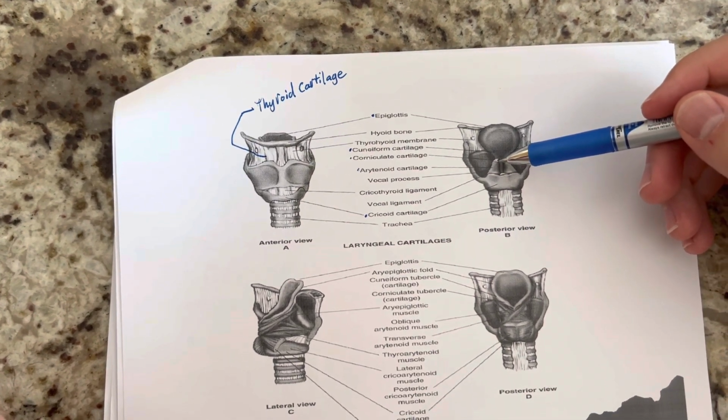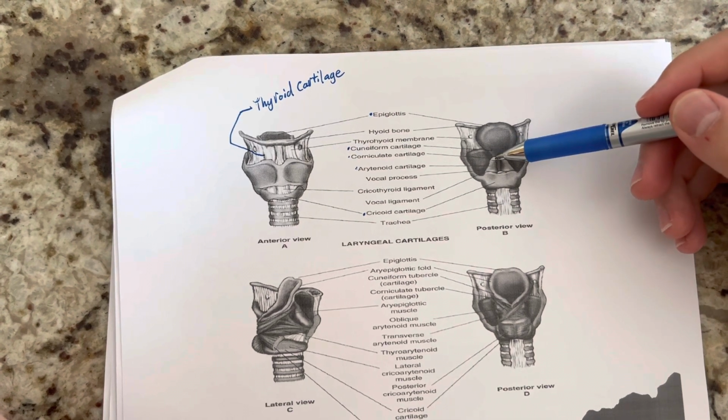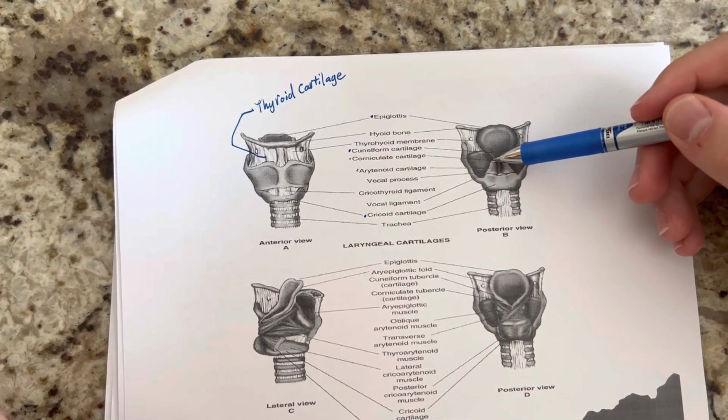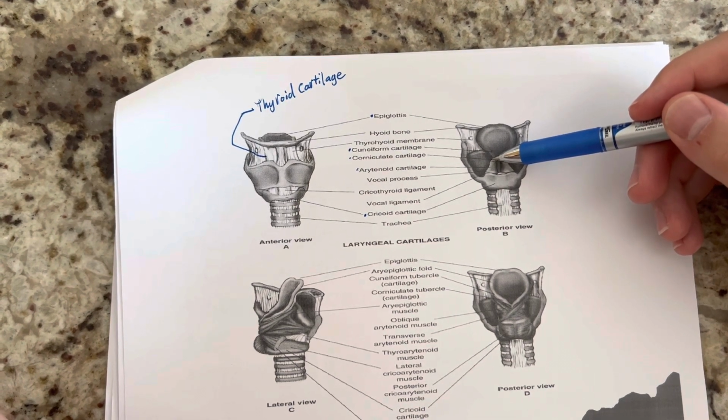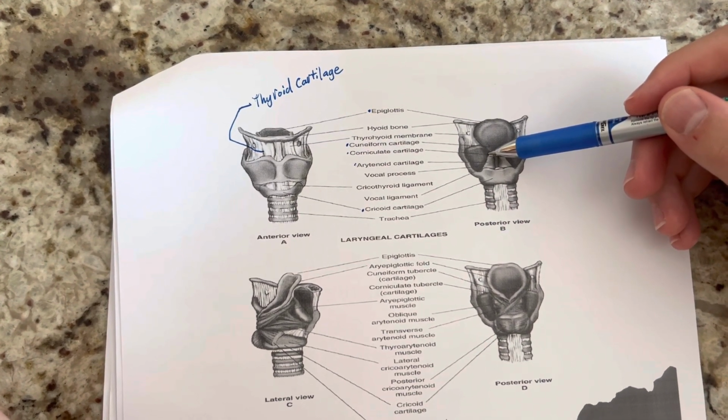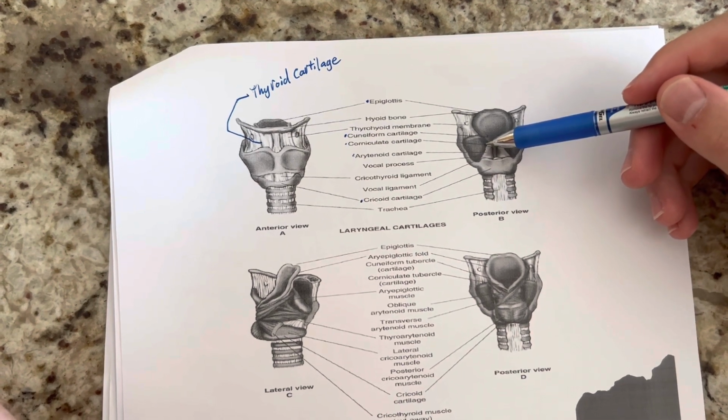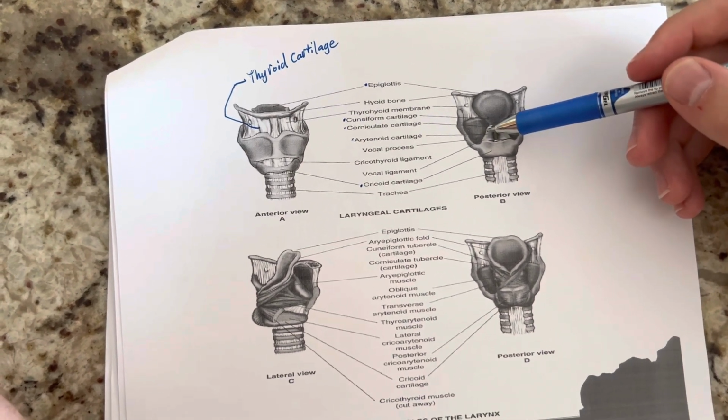The corniculate cartilage is right here. Corniculate cartilage. Sorry, I said that wrong the first few times.